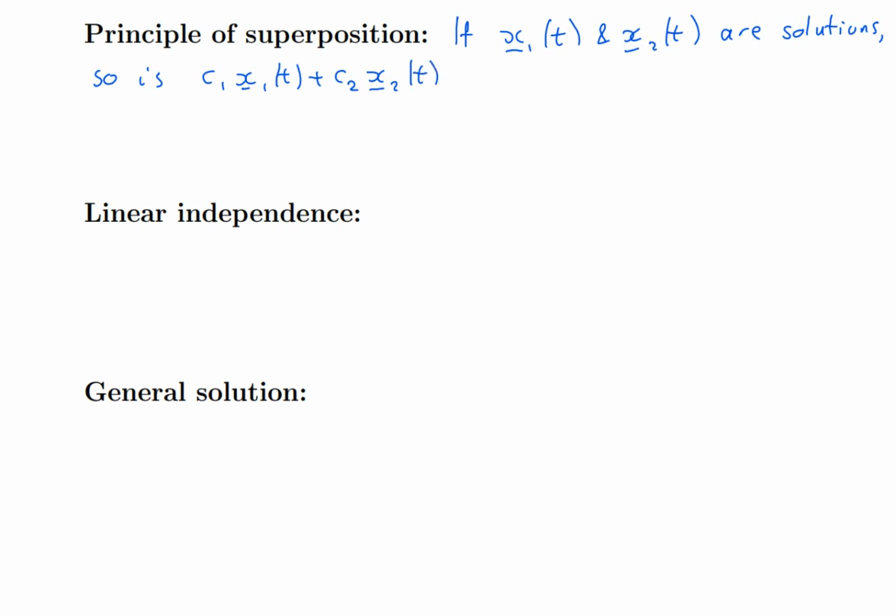So if you have a solution of an equation of this type, you can multiply it by a constant. And if you have two solutions of this type, you can add them together and you will still get a solution. Let's just check this.